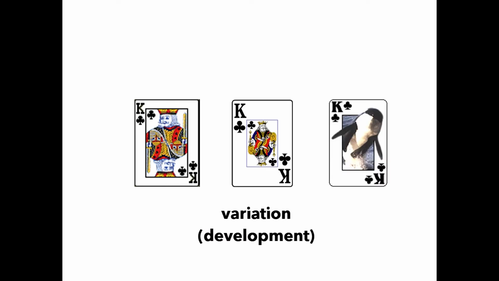So back to the single motif. What else could I do? I could vary it. You can see that all these cards are still the King of Clubs, but they're also varied. They're all related to the first card, but they're all different, some more so than others. This is called development or variation. For most composers and listeners, this is the most interesting part of music.